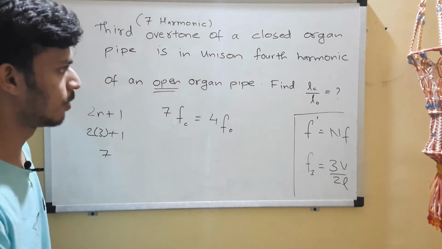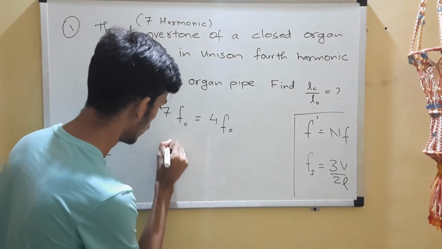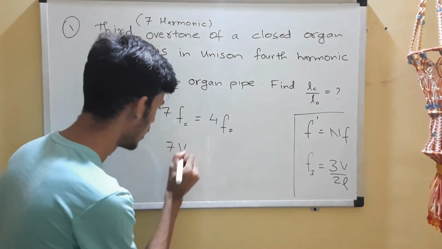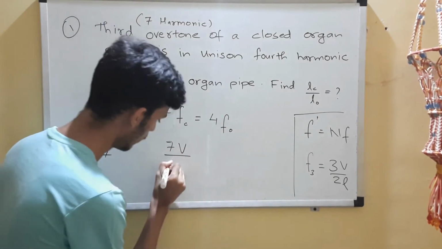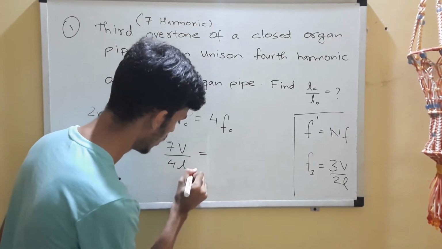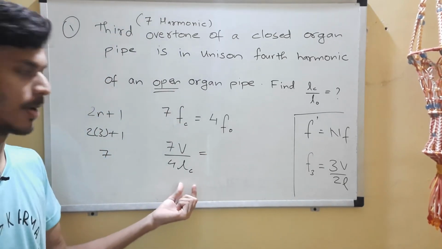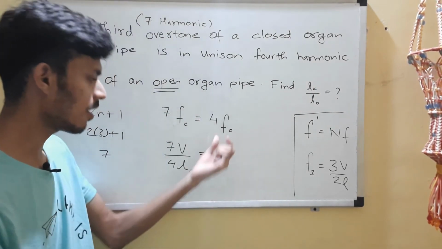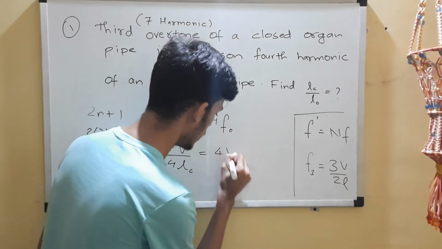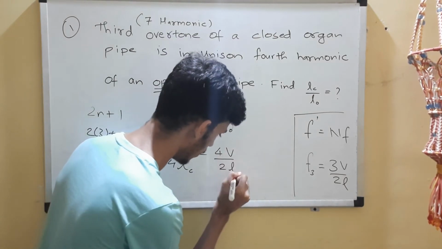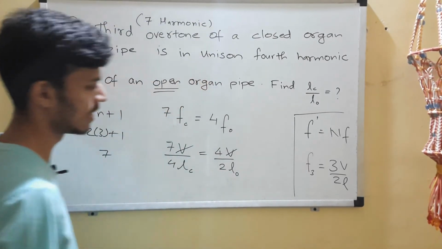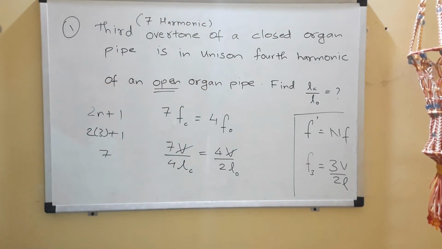Now let's substitute the values. Put in the formula for the fundamental frequency of a closed organ pipe, which is V by 4L, where L is the length of the closed organ pipe, denoted by LC. And 4 times the fundamental frequency of the open organ pipe, which is V by 2L, with L the length of the open organ pipe. V will cancel with V, since the speed of sound in both the organ pipes is the same. Can you cancel something else here?